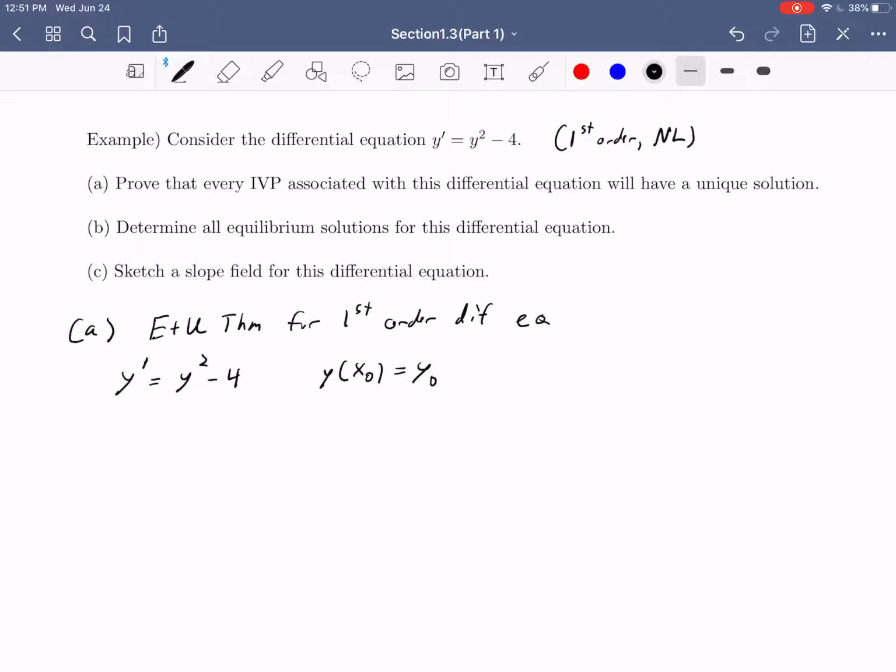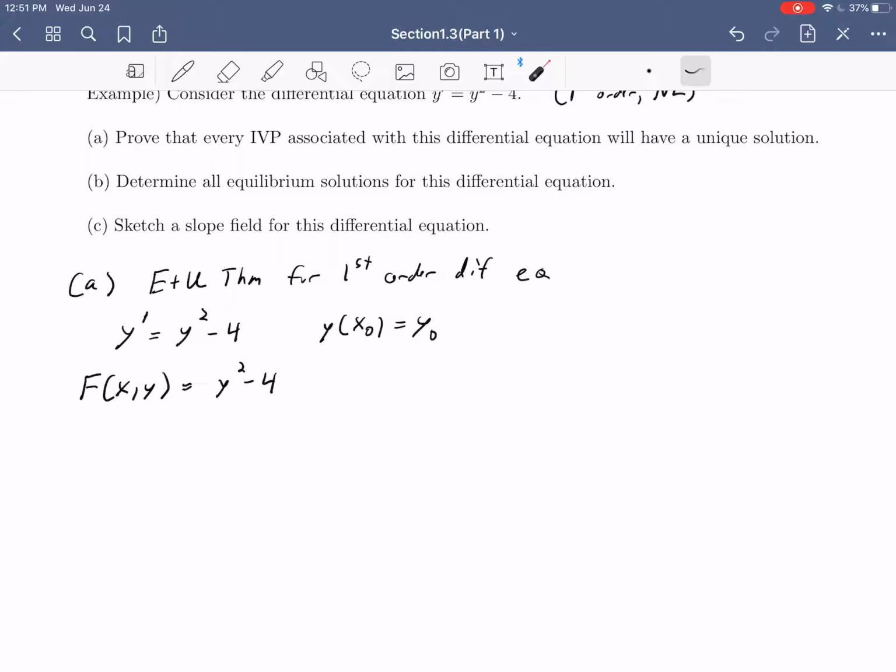In terms of the language of the existence and uniqueness theorem for first order differential equations, we would say that f of x, y here is equal to y squared minus 4, right? Because we have y prime equals a function of x and y. Of course, there aren't any x's over here, but we've got it into that format. Now, the partial with respect to y of this is going to be 2y. So we have f of x, y is y squared minus 4, and the partial of f with respect to y is 2y.